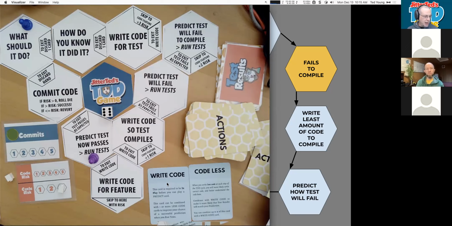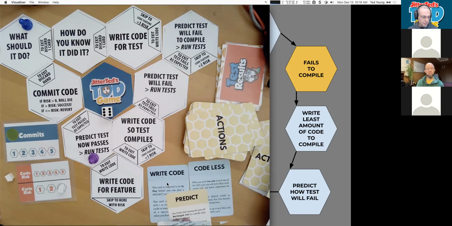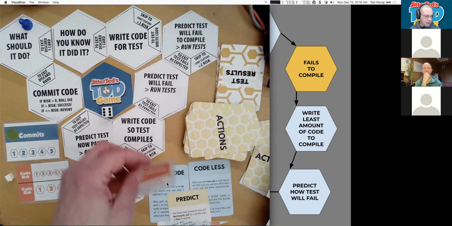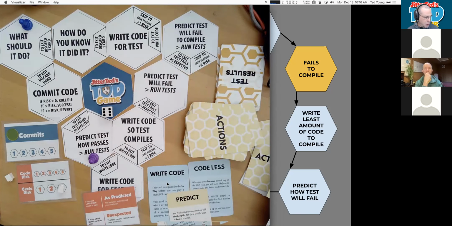So when we want to exit from here, we need to predict. And so I play my predict card. And that means I now pick a test results card to see what happened. And so if I pick this card, it basically says, if I have one or no less code cards, then it was an unexpected test result. And that happens. Sometimes you predict and the tests don't pass as expected.